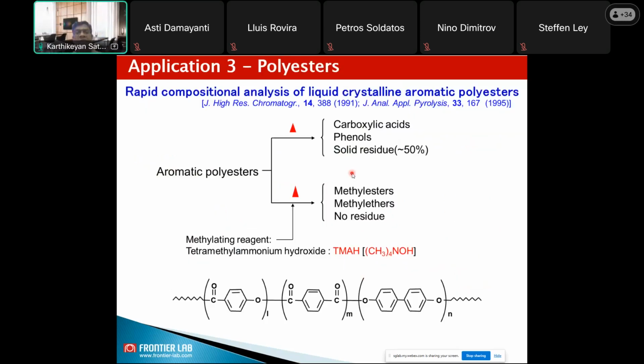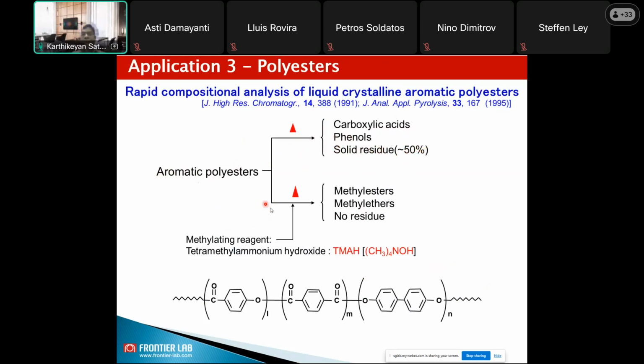Now we may move on to another application. Here we show reactive pyrolysis based analysis for rapid compositional analysis of liquid crystalline aromatic polyesters. When you pyrolyze these aromatic polyesters, normally it produces carboxylic acids and phenol, and the pyrolysis is also not complete. That means there is some incomplete reaction, so you still see 50% of the solid remaining.